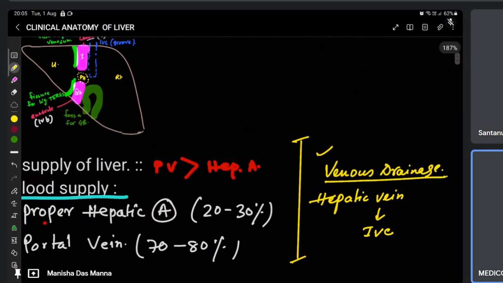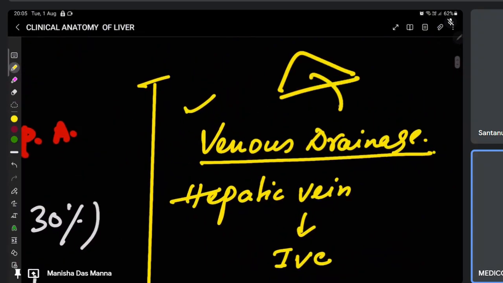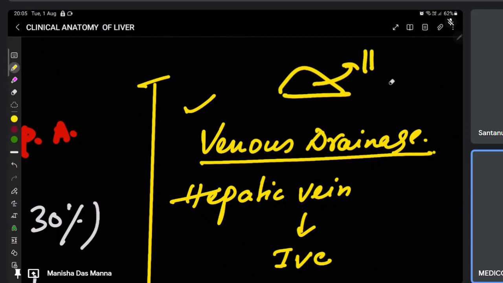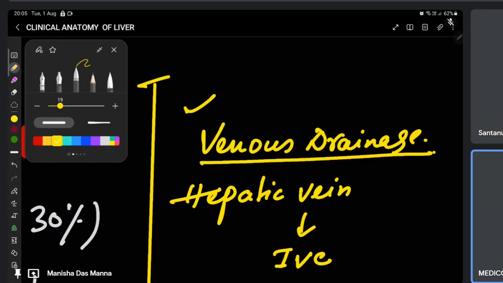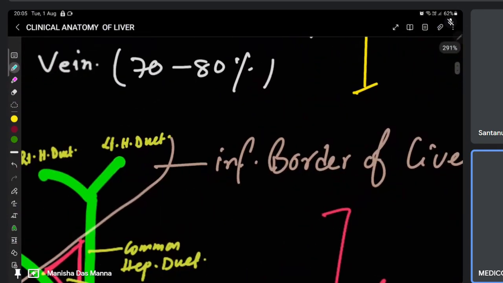And obviously the venous drainage, that means someone is draining the blood from the liver. This venous drainage is by the hepatic vein, and then the hepatic vein drains to the inferior vena cava. I'm going to talk about these things later also, but just this info here.